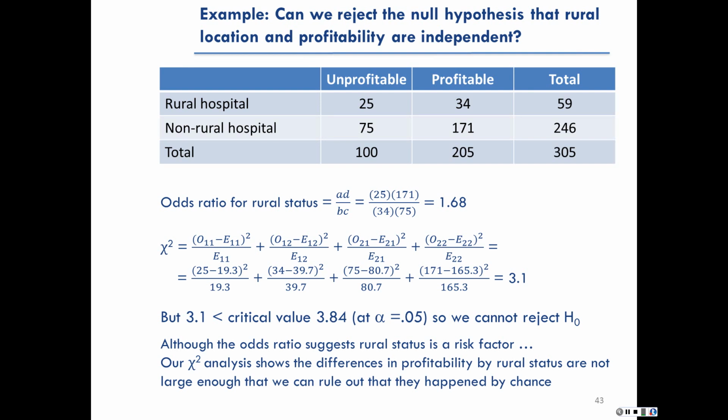statistic of 3.1. However, 3.1 is less than the critical value of 3.84 in the chi-square table, right? If we want to set our significance level at alpha equal to 0.05. So because 3.1 is less than that critical value, we can't reject the null hypothesis. Although our odds ratio suggests that rural status is a risk factor, when we do the chi-square analysis, it shows that the differences in profitability by rural status are not large enough that we could rule out that they happened by random chance. So we would conclude that they're actually independent and it doesn't look like there's an association.